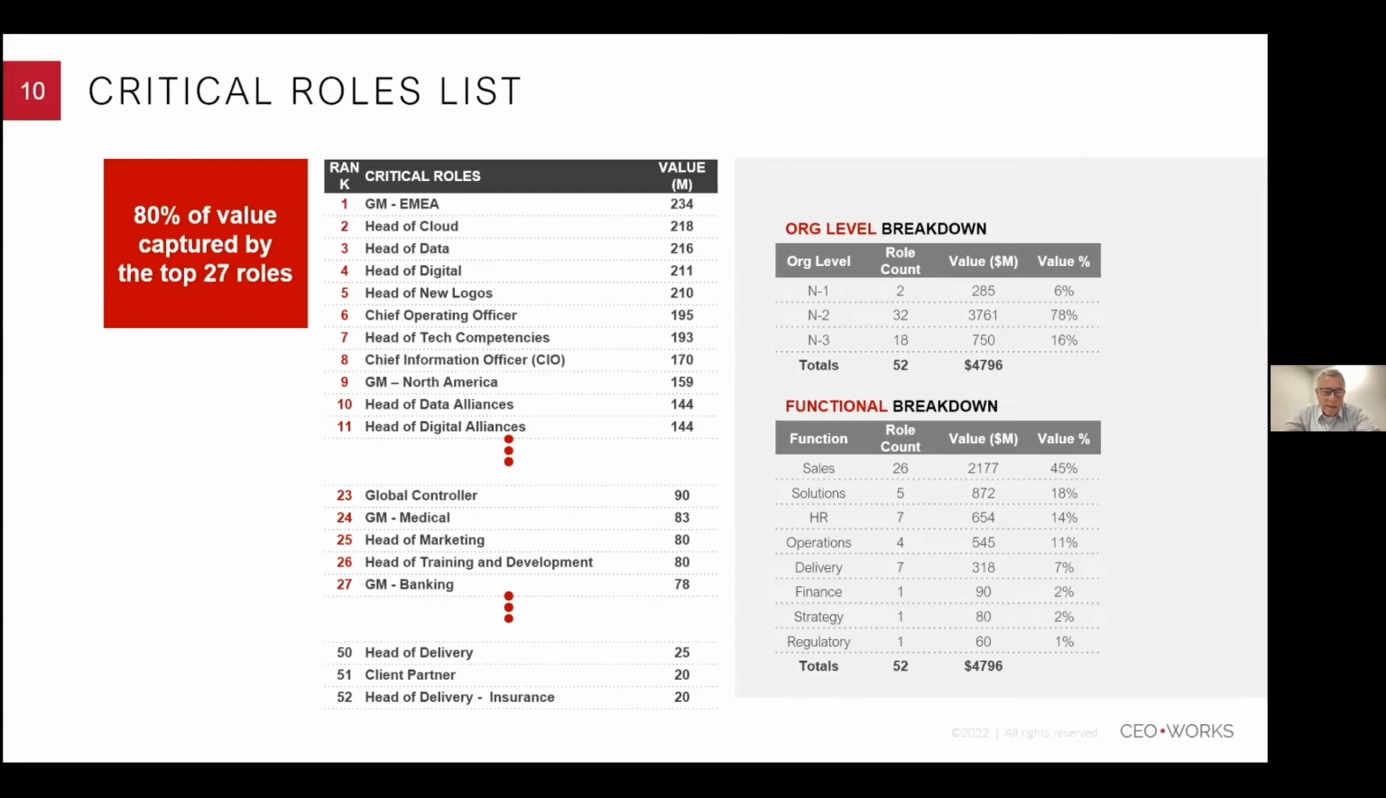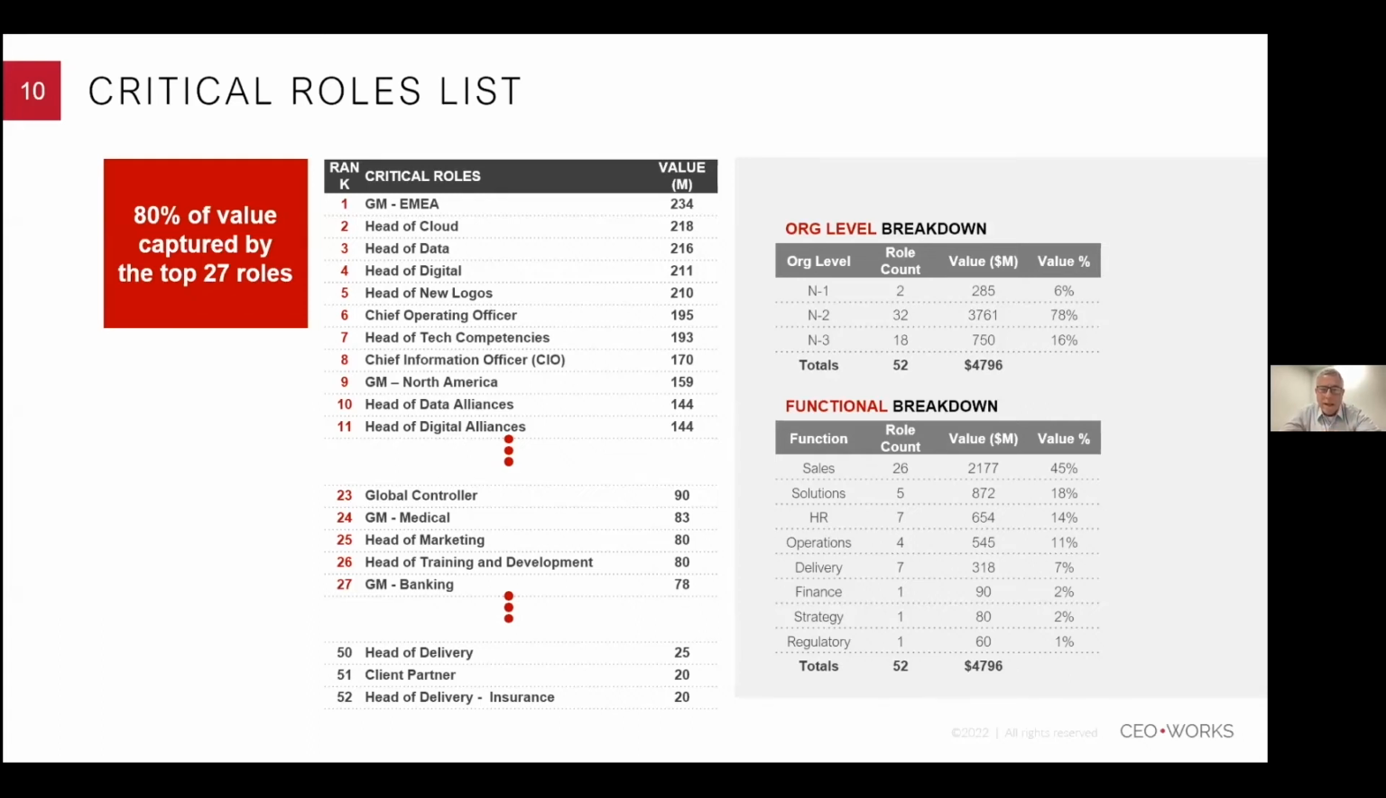We see in the top 5 roles, there's 2 that are more sales oriented, the GM of EMEA and head of new logos. But 3 out of those 5 are capability roles. So typically, if you really hone in on hierarchy and the P&L roles, you would miss those. So that's another insight, which roles are surfacing towards the top of our list here.